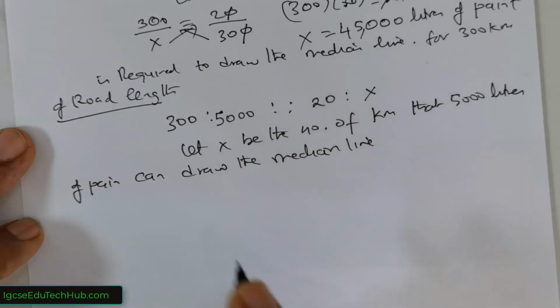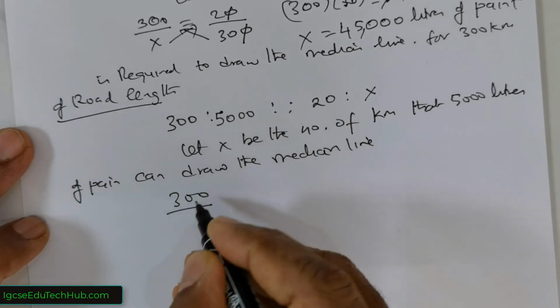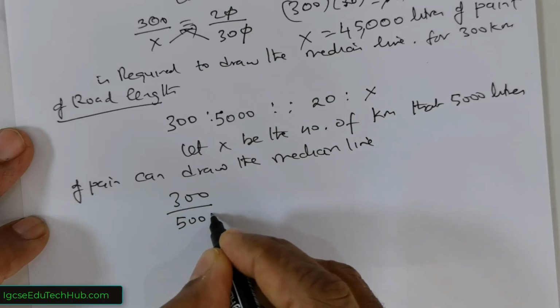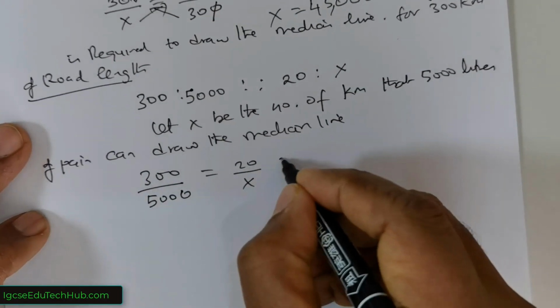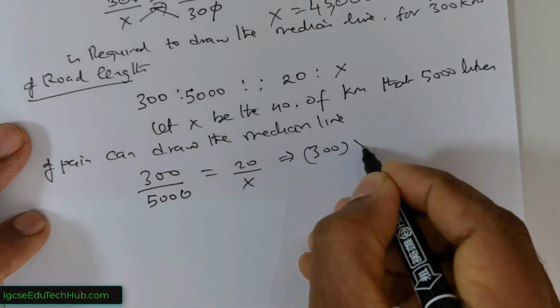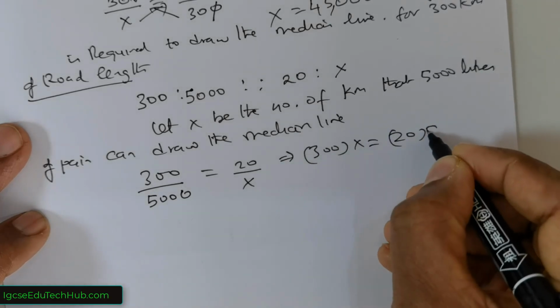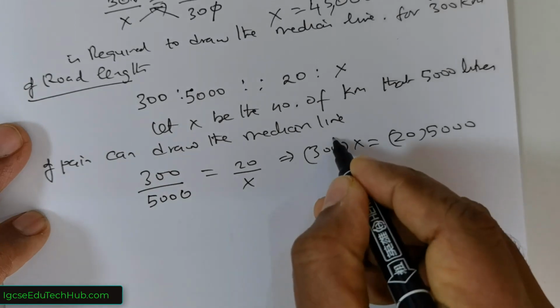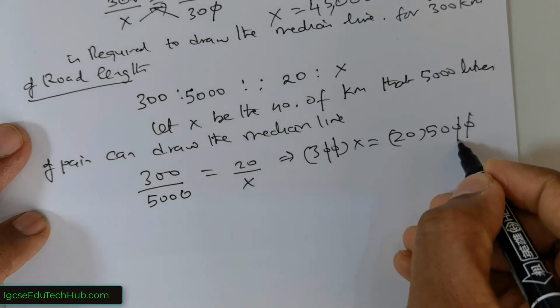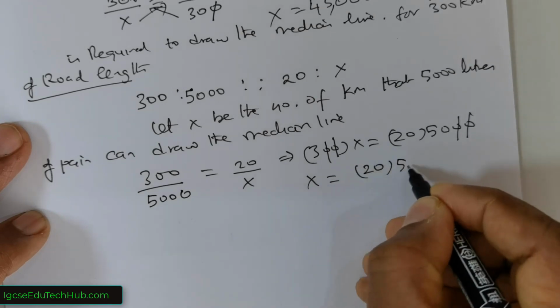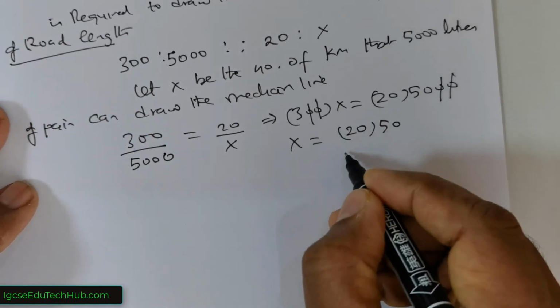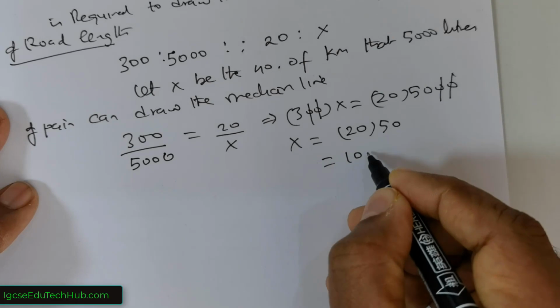So having given this information, let me formulate the equation. It's going to be 300 over 5,000 is equal to 20 over x. So you cross multiply, you get 300 multiplied with x is equal to 20 multiplied with 5000. We cancel two zeros, so x is equal to 20 multiplied with 50.